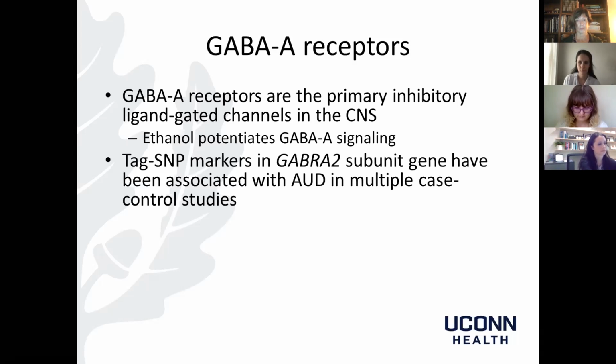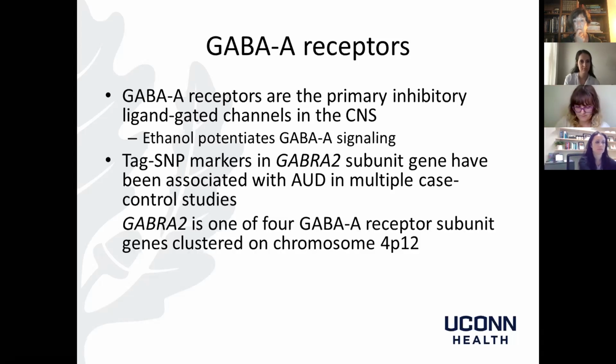TAG-SNP markers, which essentially mark larger inheritable blocks of the genome, termed haplotype blocks, in the GABA alpha 2 subunit gene, have been associated with alcohol use disorder in multiple case control studies, and more recently in a meta-analysis of over 3,000 individuals.